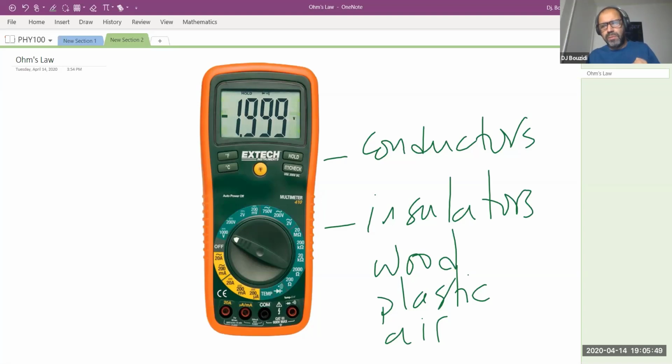Otherwise, under small voltages, an insulator like this one will not give, and that is basically what lightning is.